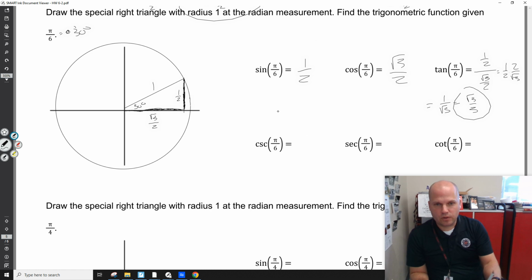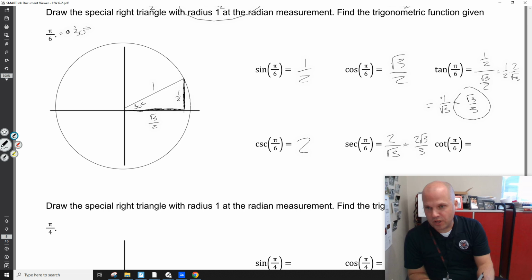Cosecant, reciprocal of sine. Secant, reciprocal of cosine. Or you could do hypotenuse over adjacent: 1 over root 3 over 2, which is 2 over root 3. Rationalized, multiply the top and bottom by root 3. Cotangent, reciprocal of tangent. Don't flip this, flip this. Done.